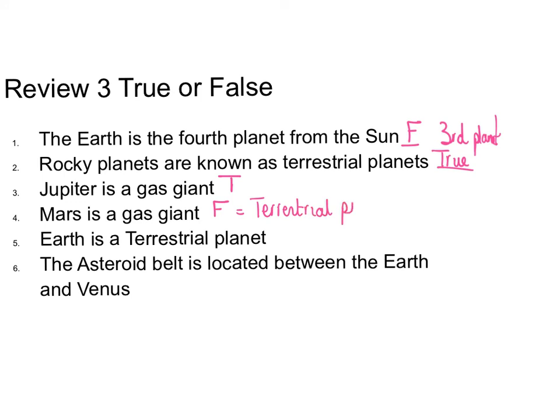Okay, I'm putting the corrections in. Earth is a terrestrial planet, so a rocky planet. That is true. And the asteroid belt is located between the Earth and Venus. That is false. It's located between Mars and Jupiter.